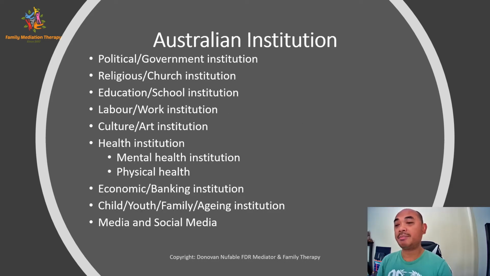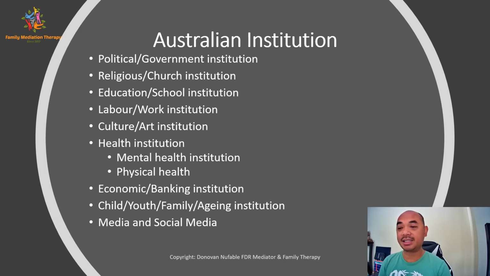Australian institutions: political government institution, religious and church institution, education school institution, labor work institution, culture and art institution, health institution, mental health institution, and physical health institution, economic and banking institution, child, youth, and family aging institution, media and social media. These are some of the institutions that govern our society. When I say govern, it doesn't mean that they're actually rulers. What it means is that they have a lot of influence in the way our society is run.